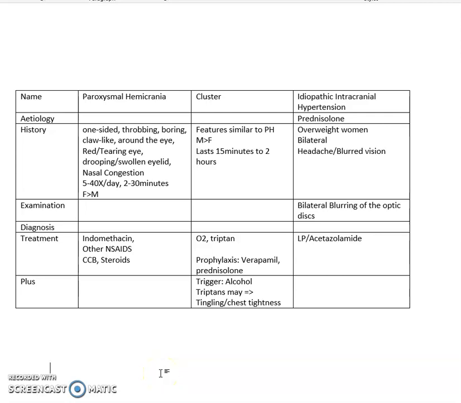In the next few minutes, I'm going to be talking about headaches. And in this session, I'm going to be talking about paroxysmal hemicrania, cluster headache, and idiopathic intracranial hypertension. Now, I'm going to be discussing these three kinds of headache under the following headings.